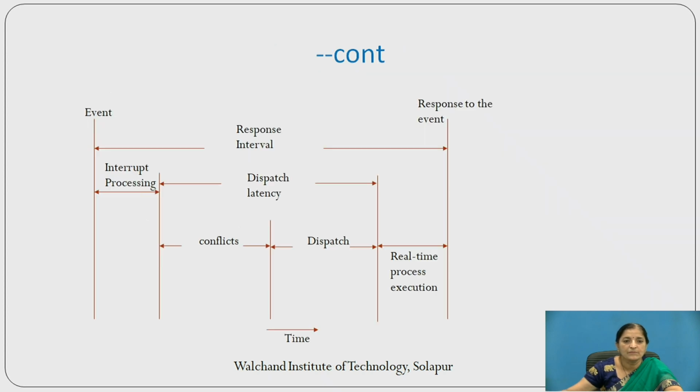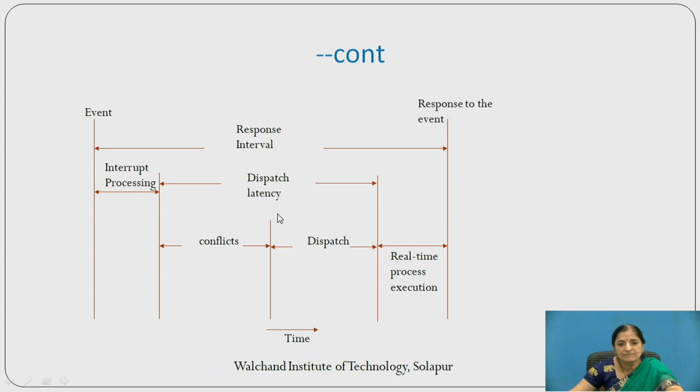Now in this diagram you can see that the event has occurred here. What is the event? The event is that a high priority process has entered into the system and has become runnable or needs to be run. This is the time interval between the occurrence of that event and the start of the response to the event, which is called the response interval. Here this is for processing that event which has occurred through an interrupt.